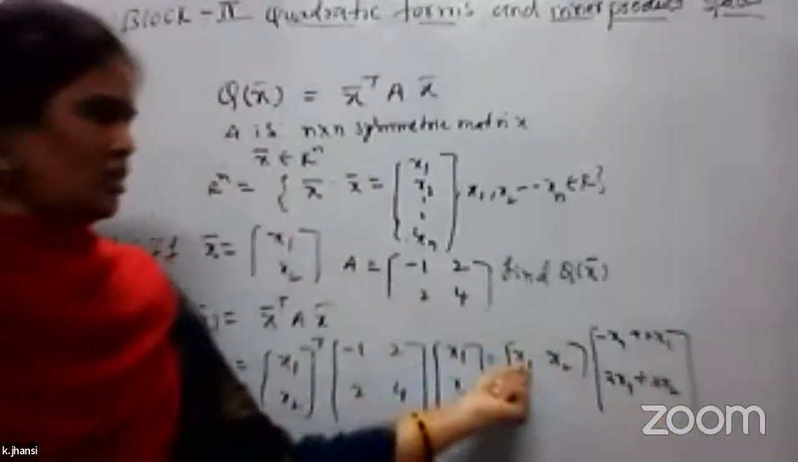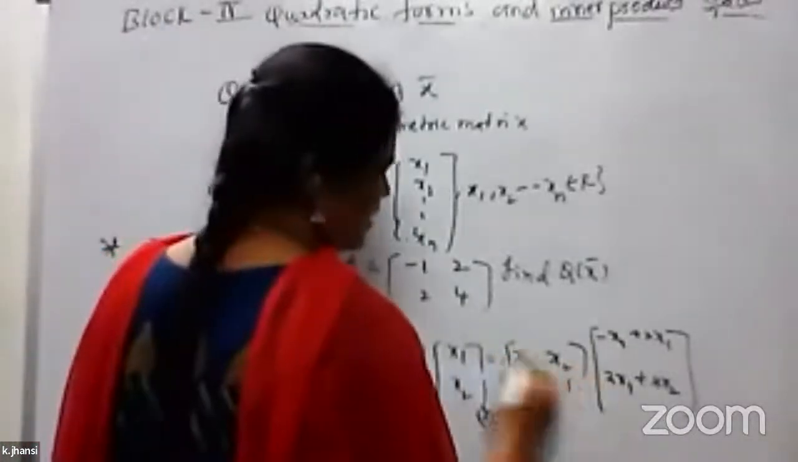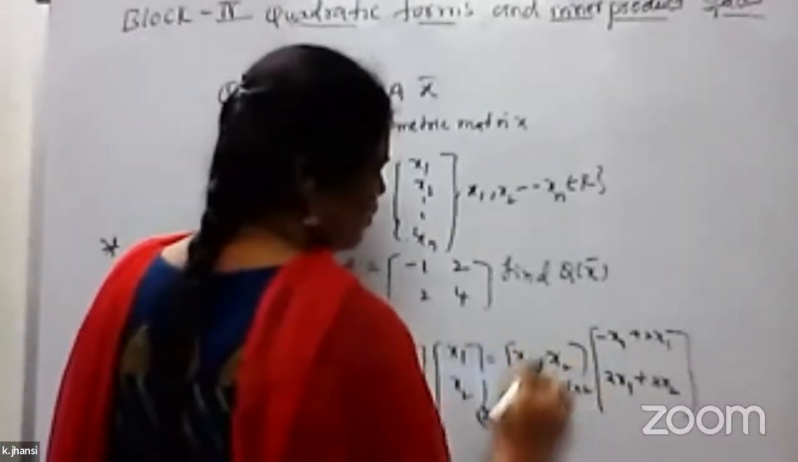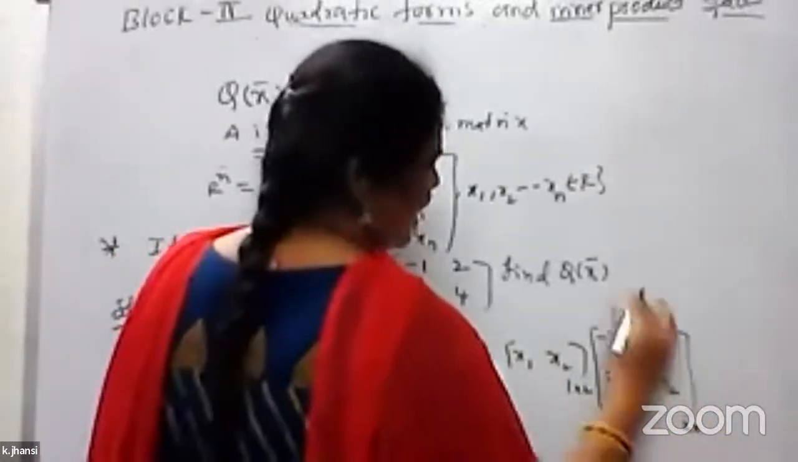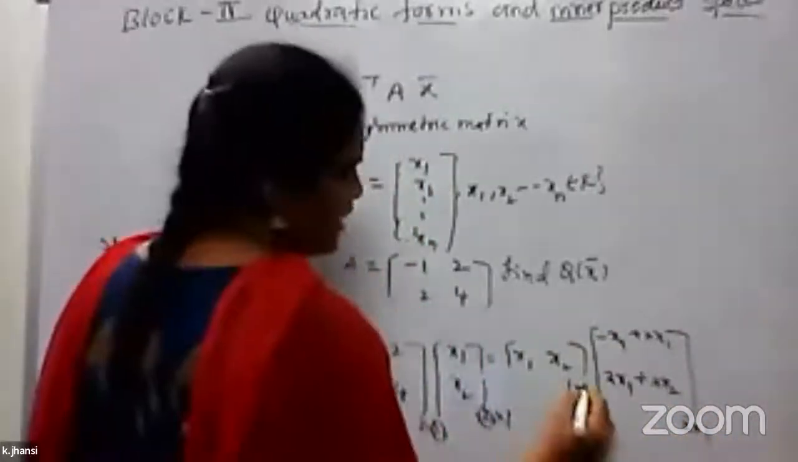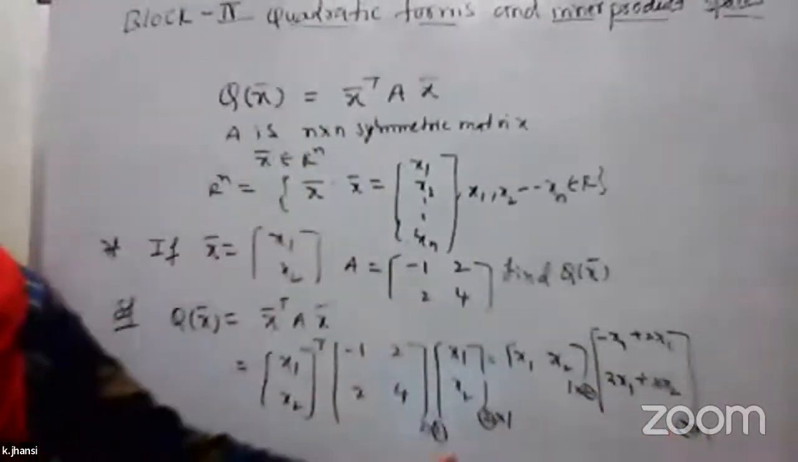Okay. So when you multiply these two, here only one row is there and 2 columns are there. Here 2 rows are there and 1 column is there. So the number of columns is equal to the number of rows for multiplication.